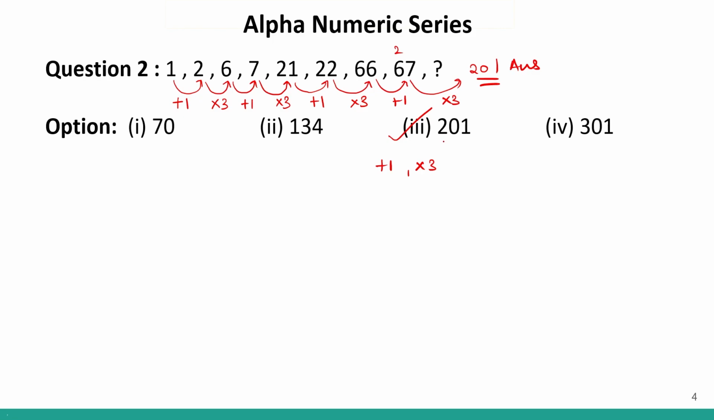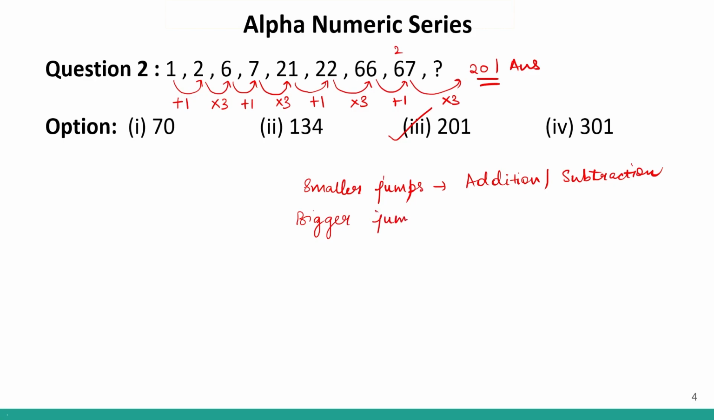Now, whenever we talk about the approach on how to solve alphanumeric series, I've told you that if you see smaller jumps, assume that we are either doing addition or subtraction. Similarly, if you see bigger jumps, bigger differences between numbers, then go for multiplication or division. It could be a mixture of two operations as well, but this should be your approach.